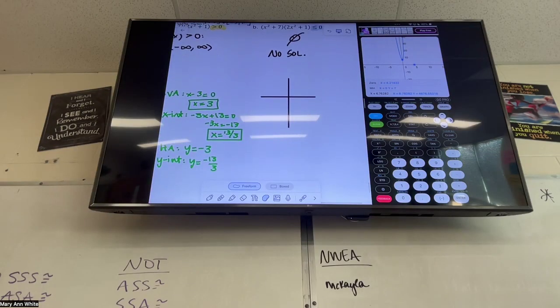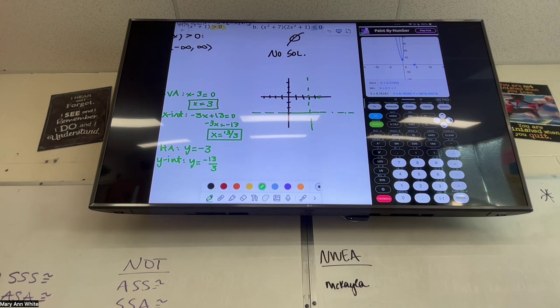So my vertical asymptote is going to be at 3. My horizontal asymptote is at negative 3. My x-intercept is at 13 thirds. What is that approximately? 4.3 or something. So my x-intercept is going to be at a little bit over 4.